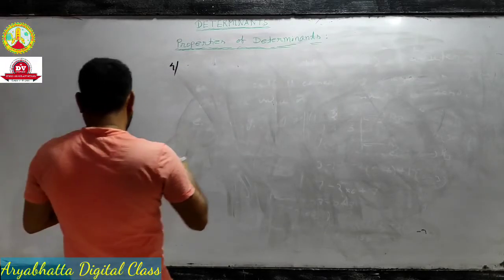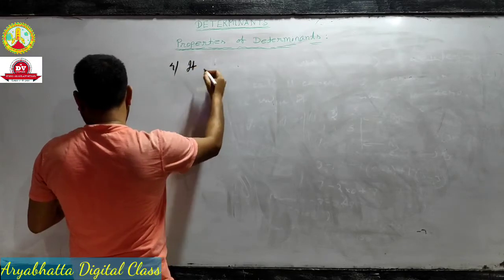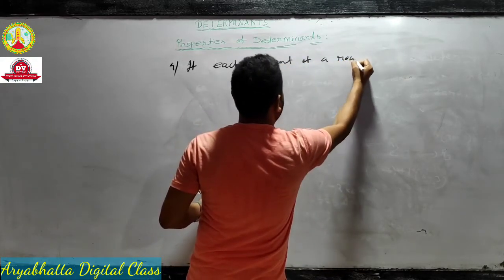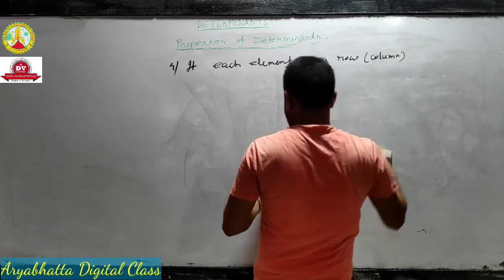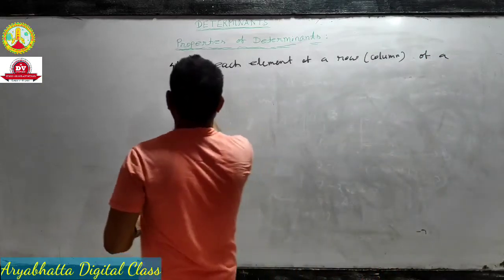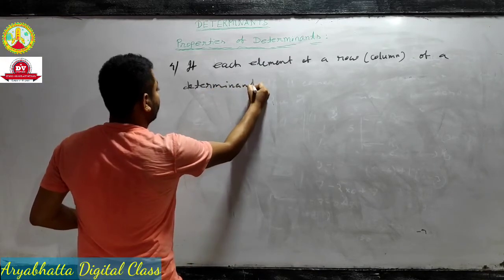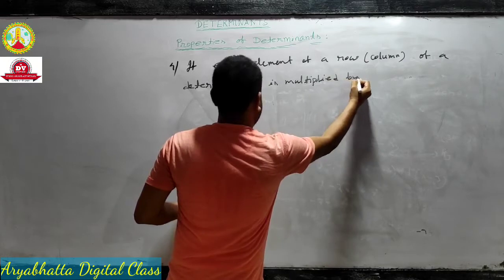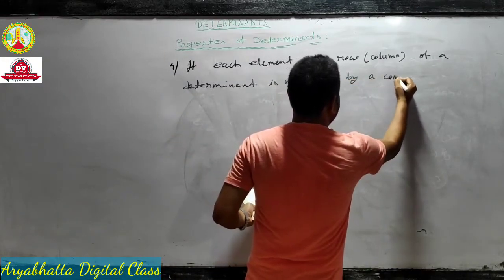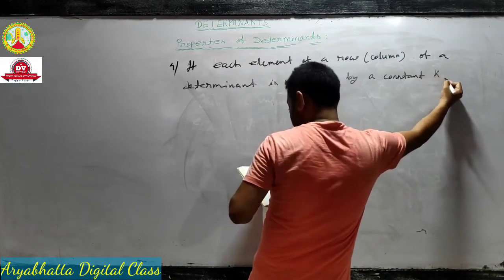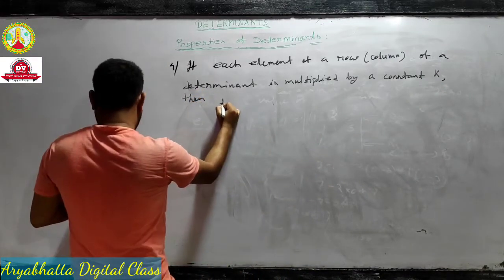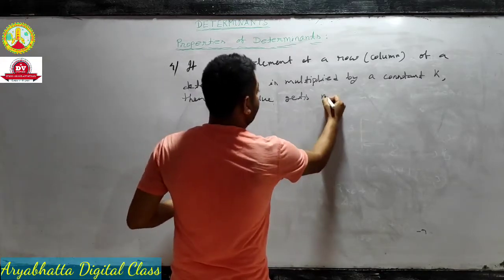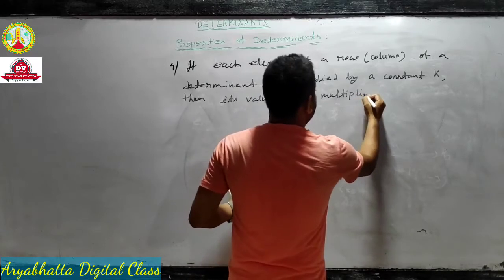Property number 4. If each element of a row or column of a determinant is multiplied by a constant k, then its value gets multiplied by k.